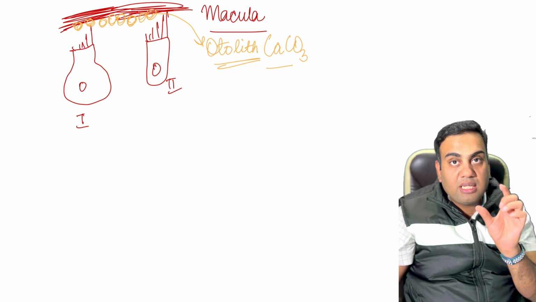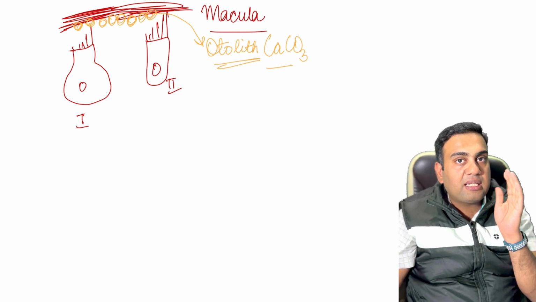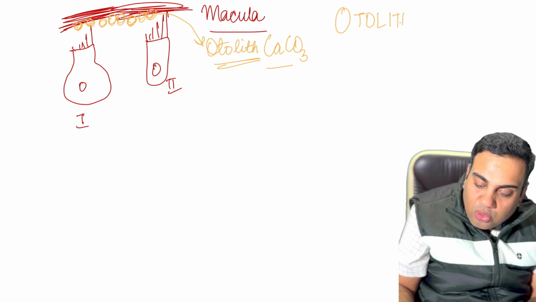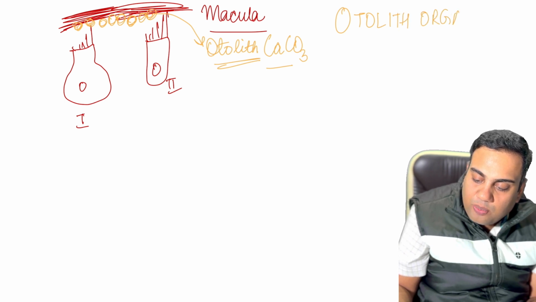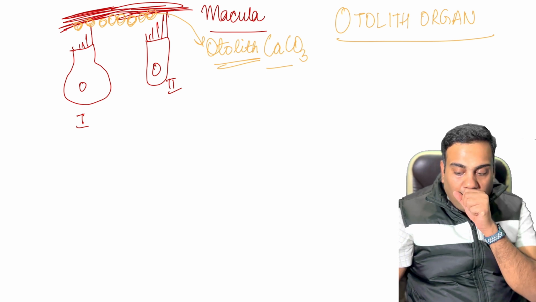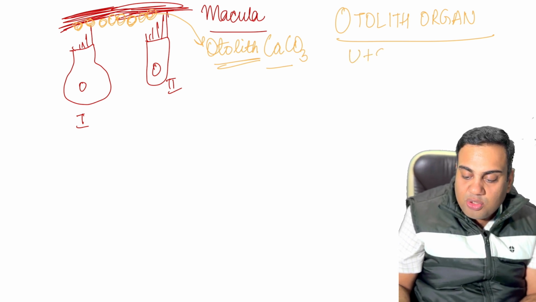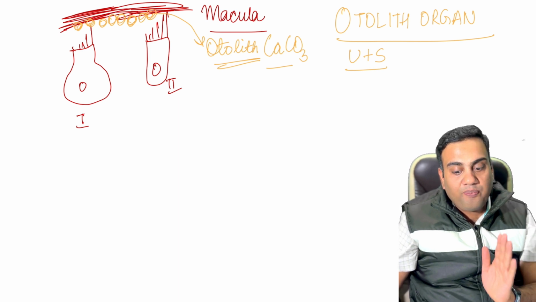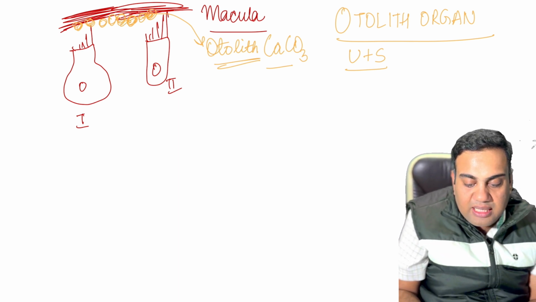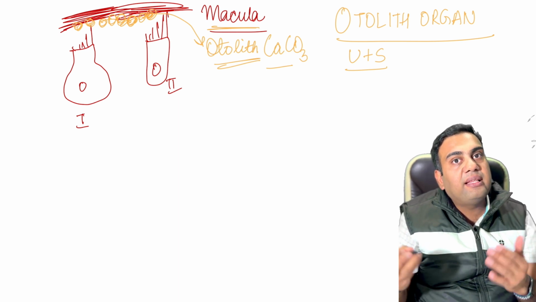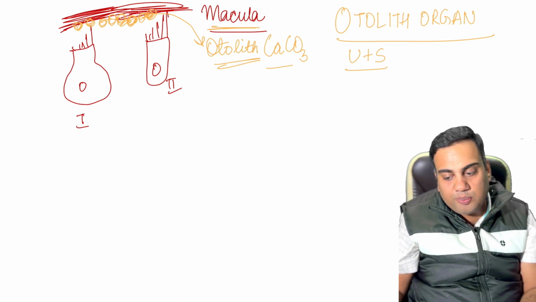And therefore, this particular part of the ear, that is the utricle and saccule, are together called as the otolith organ also. Many times you will come across this term. Otolith organ is the utricle plus saccule. Alright. Now, this otolith organ is present where? In the macula. And where is the macula? In the utricle and saccule.